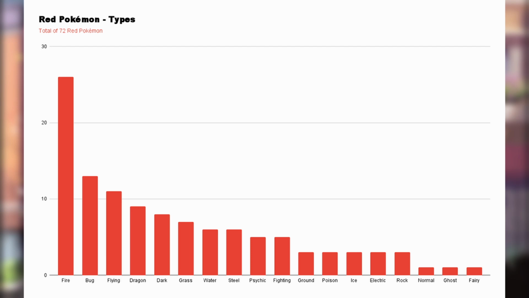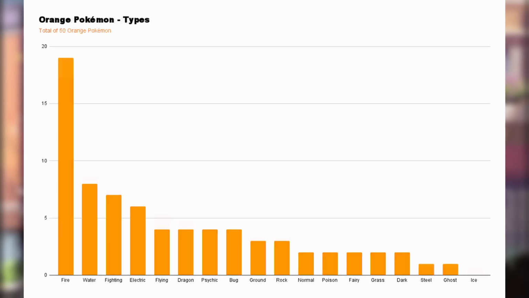Fire types are still overrepresented in the red category though, with 26 fire types out of 72 red Pokémon. 9.4% of Pokémon are fire type, and 36.1% of red Pokémon are fire types, so they're about 4 times as common as we might reasonably expect. There are 50 orange Pokémon, and 19 of those are fire types, meaning that 38% of orange Pokémon are fire types. This is relatively similar to fire's overrepresentation in red, so if you see a red or an orange Pokémon, it is disproportionately likely to be a fire type.